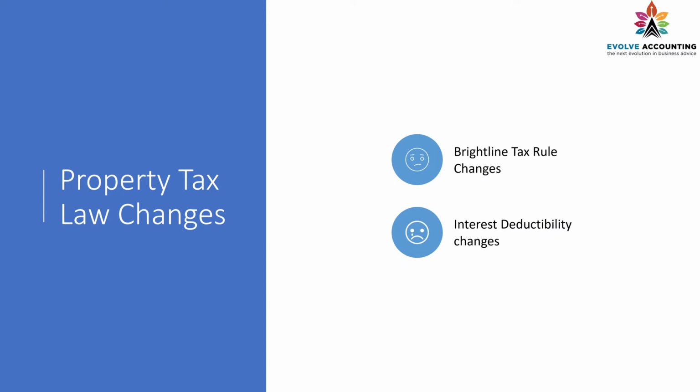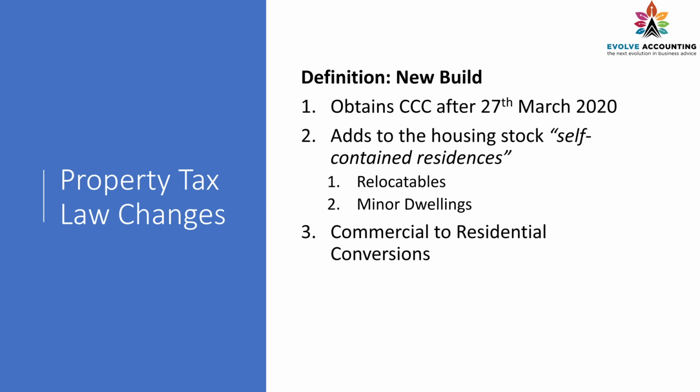So as we know, it's been in the media quite a bit, there were two key tax law changes that happened this year. They were the Bright Line tax rule changes and interest deductibility changes. So I'm going to consolidate all the noise that has been in the media and that you've read about, and just run you through what exactly it all means.